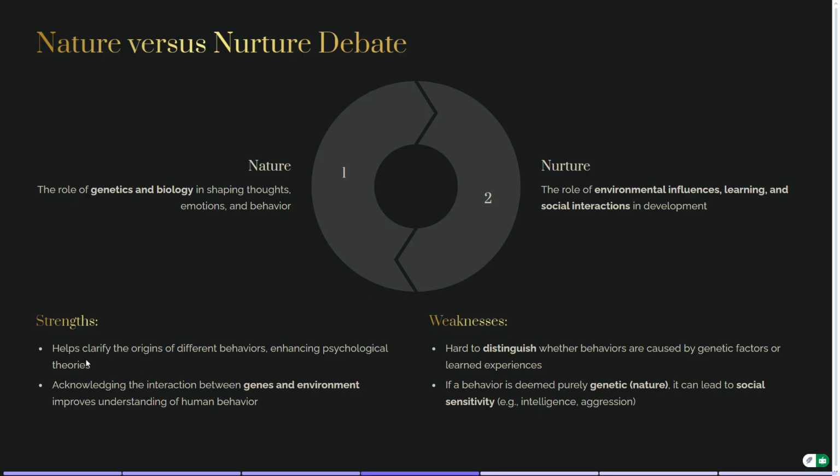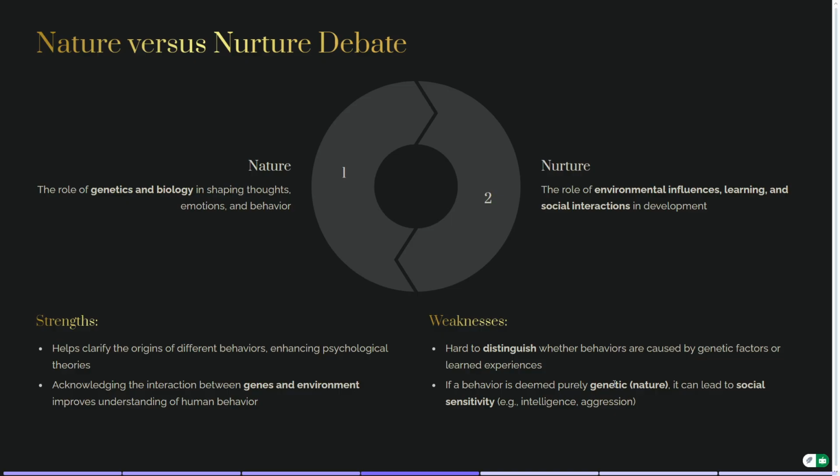The strengths: it helps clarify the origin of different behavior, enhancing psychological theories, and acknowledges the interaction between genes and environment to improve understanding of human behavior. Now, weaknesses: it's hard to distinguish whether behavior is caused by genetic factors or learned experiences. So it might be difficult to actually separate both in some situations, you see.